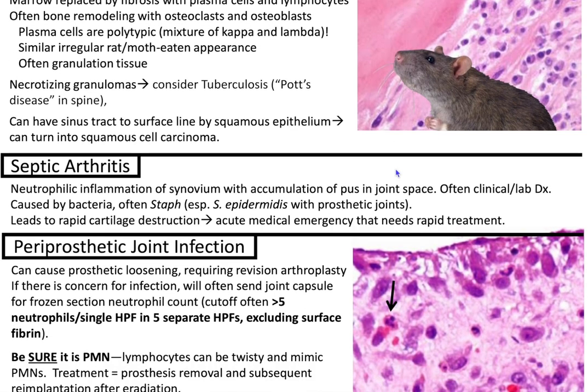Septic arthritis. This is an acute medical emergency that needs rapid treatment. You'll see neutrophilic inflammation of the synovium with pus in the joint space. It's often a clinical lab diagnosis, and it's often caused by bacteria such as staph epidermidis, especially because they can form biofilms on prosthetic joints.